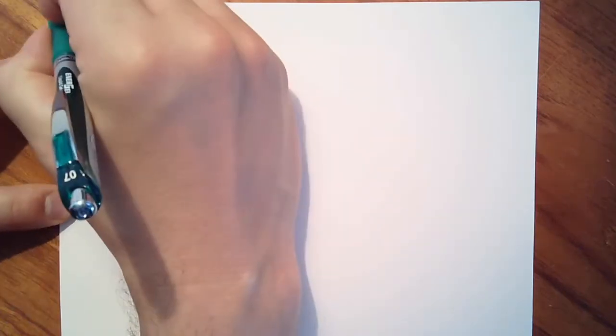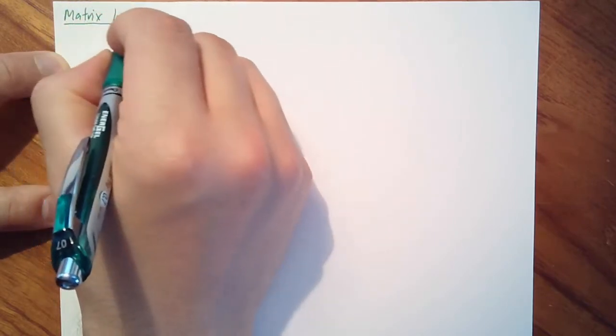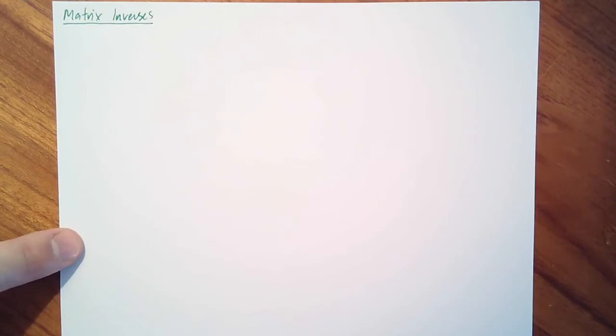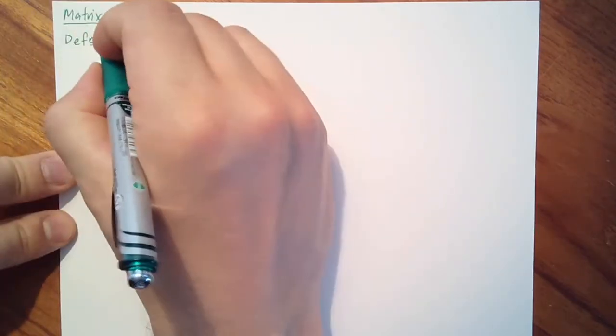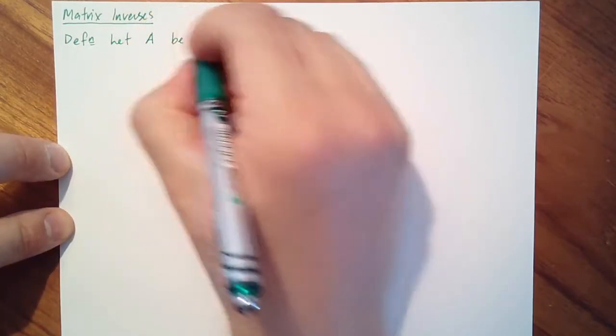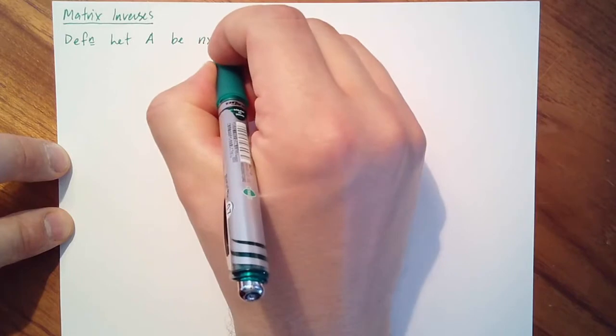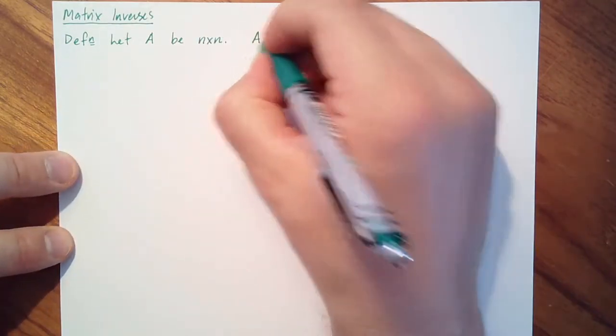So next we're going to discuss matrix inverses. So here's the idea behind matrix inverses. We'll start with a square matrix because this definition is only going to apply to square matrices. So let's say we've got some n by n matrix A. Well, here's what it means to be invertible.